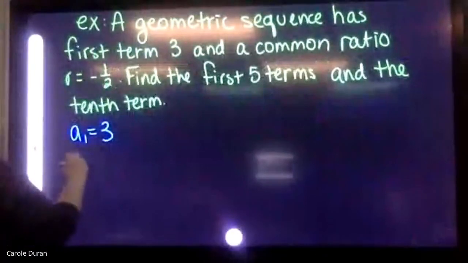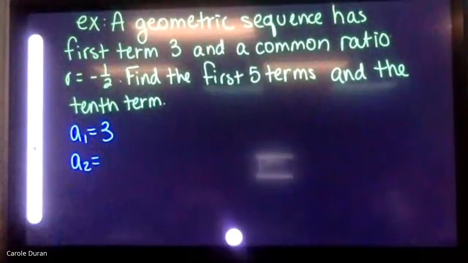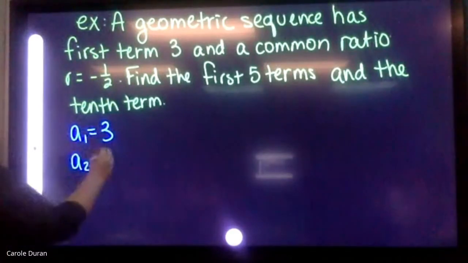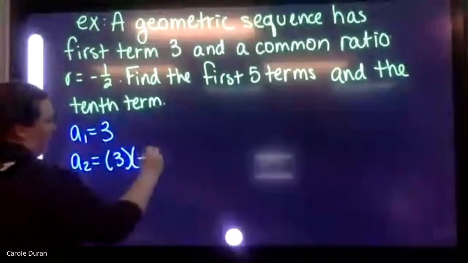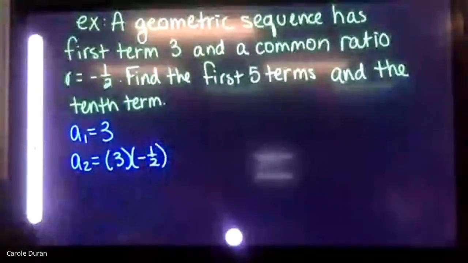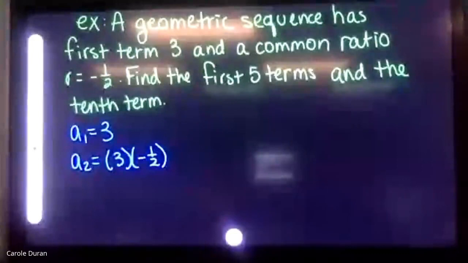How then am I going to find A2 or term number 2? Look at the numbers now. I'm going to take my first term 3 and multiply it by my common ratio of -1/2. Don't you have to do the n minus 1? We don't, you can. It's not going to change anything.